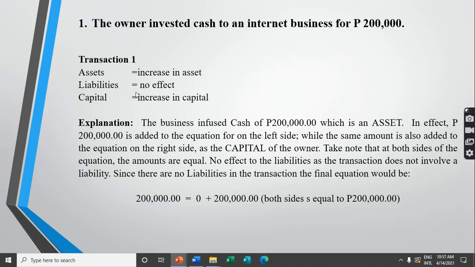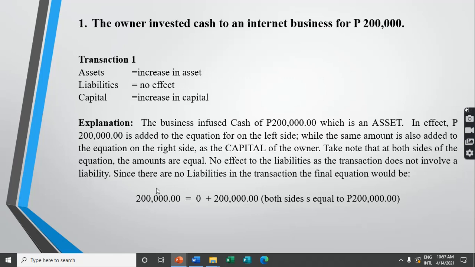Pero, ang tanong, nadagdagan ba yung capital niya? O, nag-invest siya. From the word investment, that is considered your capital. Di ba? So, nag-increase yung capital niya. Okay? So, the business infused cash of 200,000, which is an asset. So, ito yun. In effect, 200,000 is added to the equation on the left side.